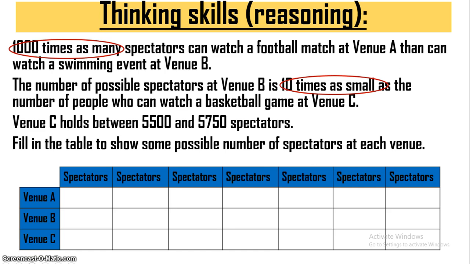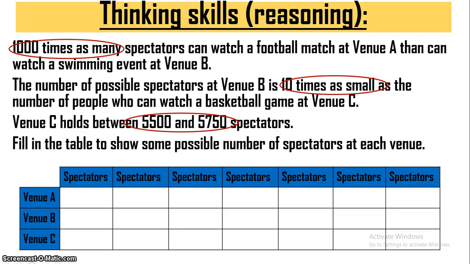For example, if I have 100 at venue C, venue B becomes 100 divided by 10, because by understanding, B has to be smaller than C from the statement. Now the next line. Venue C holds between 5,500 and 5,750 spectators. This expression is very key. From here, you can solve the rest of the problem. It begins right from this expression.